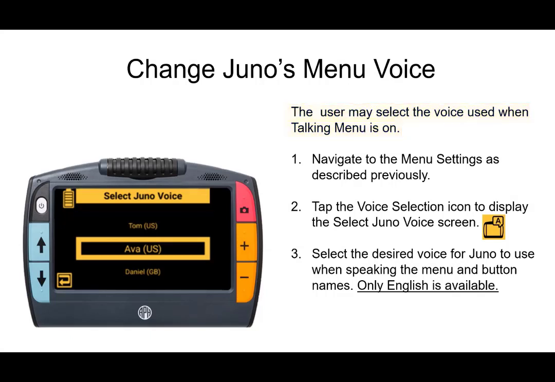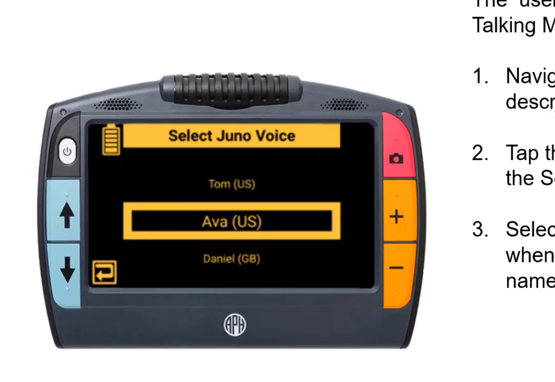So what you're going to do is navigate to the menu settings that we talked about previously and tap that voice selection icon to display the Select Juno Voice screen. Then you're going to select the desired voice for Juno to use when speaking the menu and button names. Only English is available right now. So there might be an upgrade at some point to allow other languages, but right now it's only in English.